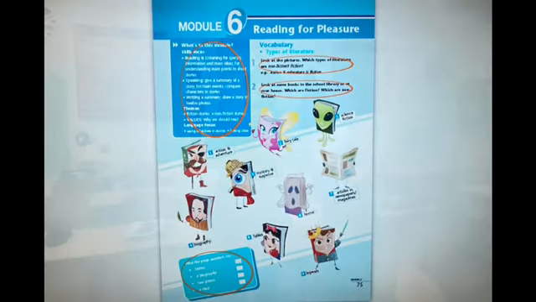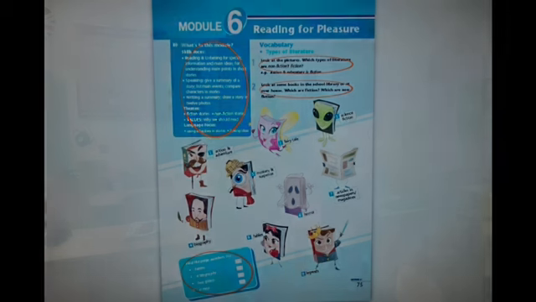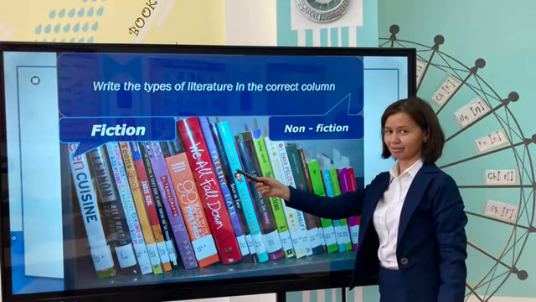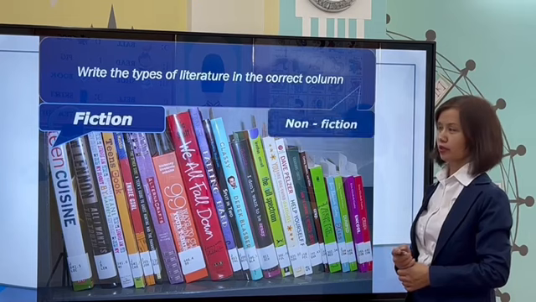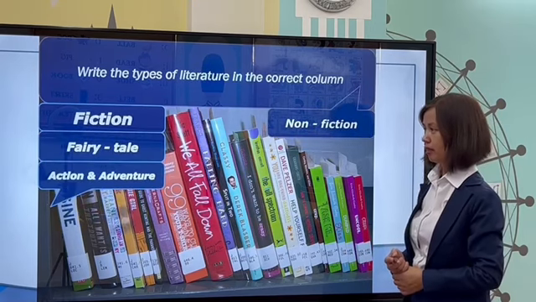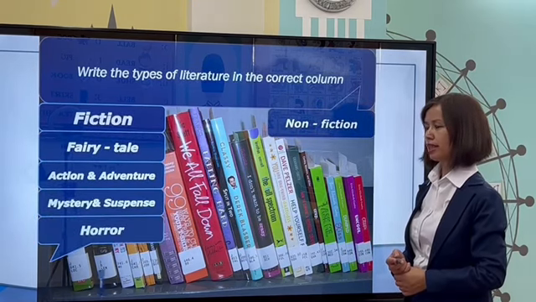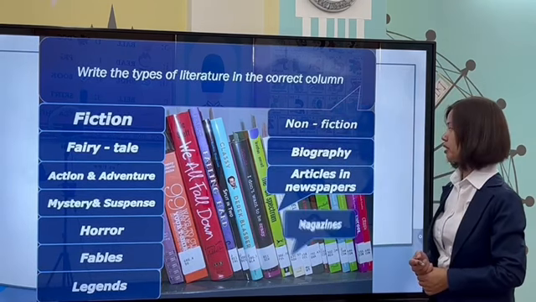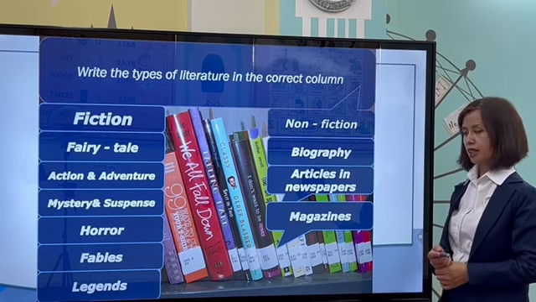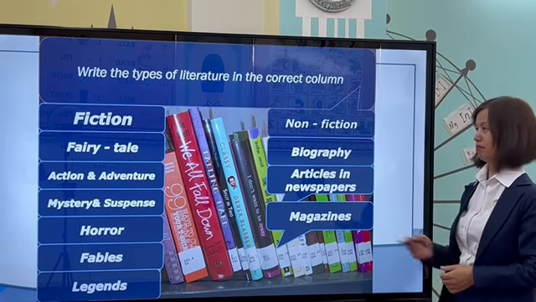Exercise 2. Look at some books in the school library or at your house. Which are fiction, which are non-fiction? Write the types of literature in the correct column. Fiction: fairy tale, action and adventure, mystery and suspense, horror, fables, legends. Non-fiction: biography, articles in newspapers, magazines.